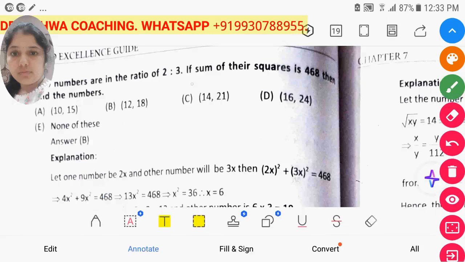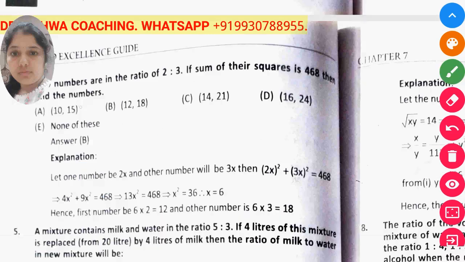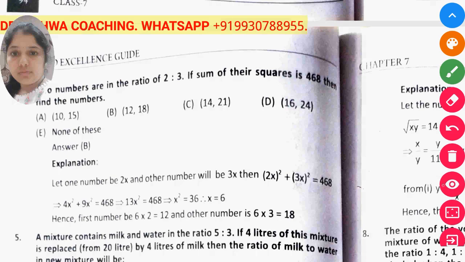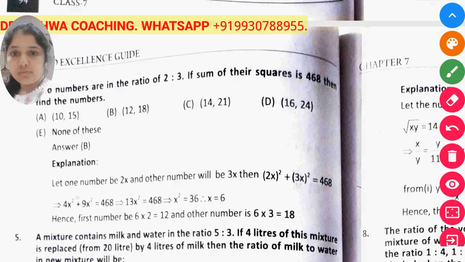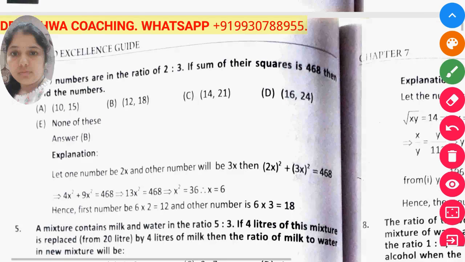Now see, the numbers are in ratio 2 as to 3. If the sum of their squares is 468, then we have to find the numbers. Now see, we assume that the numbers are 2x and 3x. Now sum of their squares means 2x square and 3x square. If we add them, it is equal to 468. Now by solving this equation, we can find the value of x, and that value you multiply with this 2 to get one number, and multiply with this 3 to get another number. Okay, the same thing they had done in the solution.